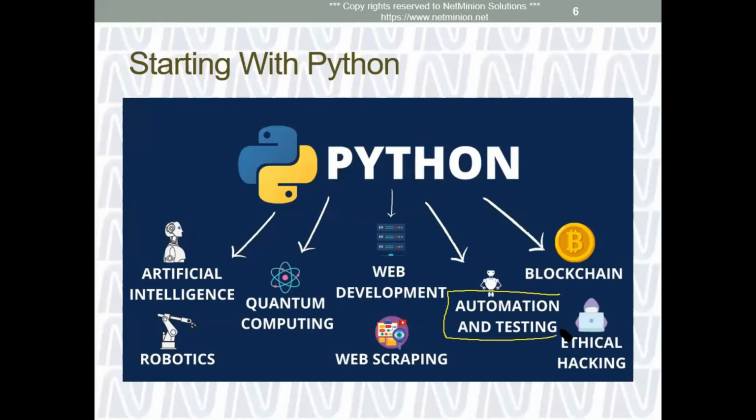In the case of automation, we are using it. We will be automating our programs. How? Later on we will understand more about it. Whether it is ethical hacking or blockchain, whatever it is, we can see that Python is getting used in different areas. Okay.